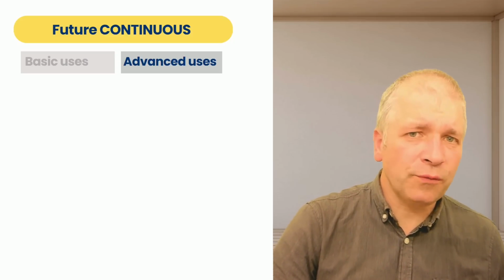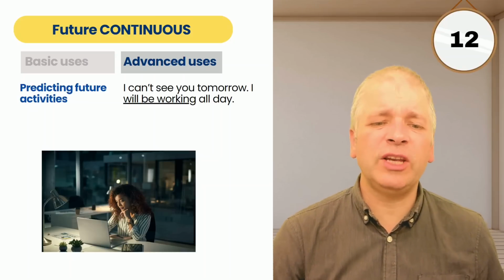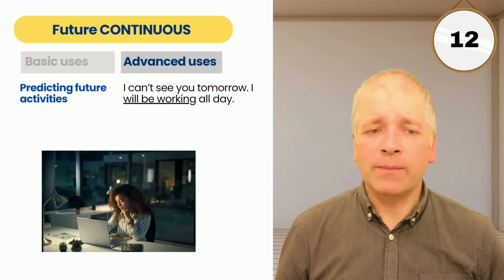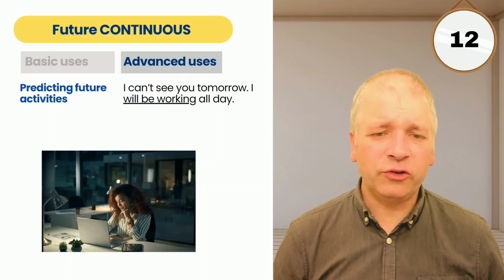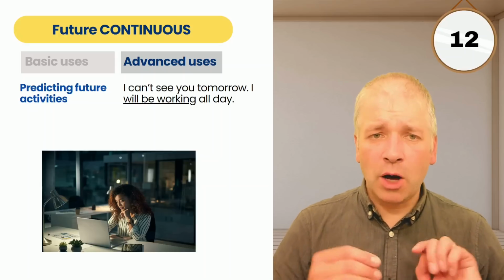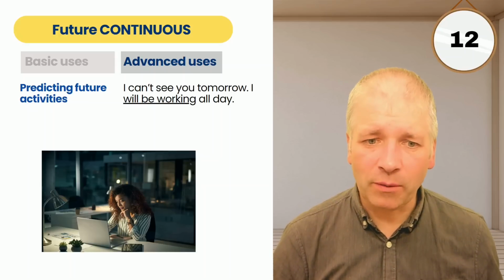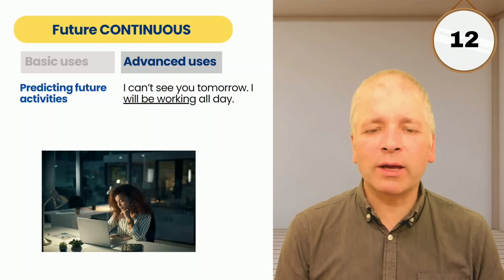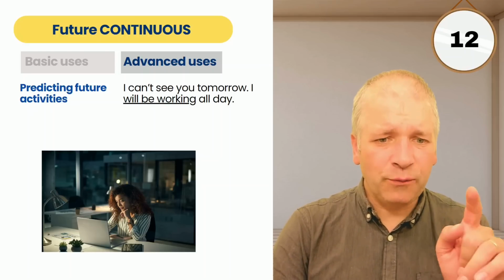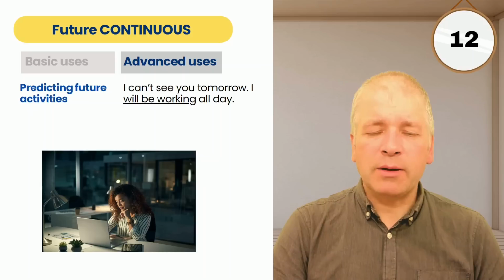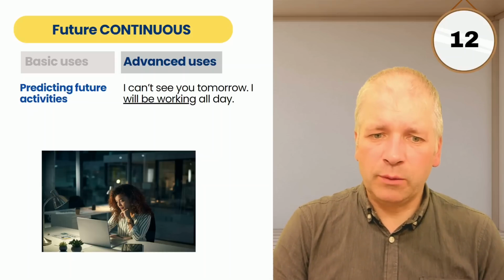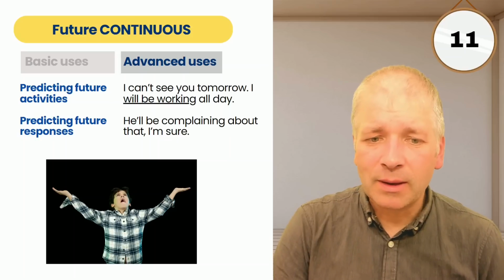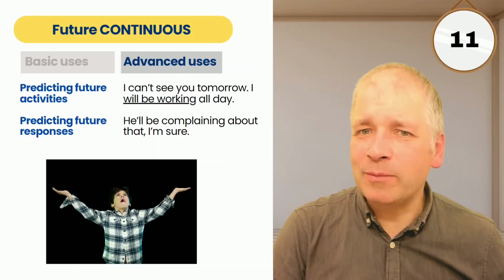Let's move on to the future continuous now. The future continuous is made up of will, the verb to be, then the main verb with ing. And we use this for predicting future activities. Perhaps you know that you're going to be like this person in the picture tomorrow. So you need to tell other people, I can't see you tomorrow. I will be working all day. I'm predicting a future activity, and so I use the future continuous form, will be working. Also for predicting future responses. He'll be complaining about that, I'm sure.